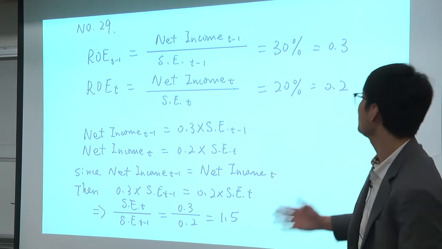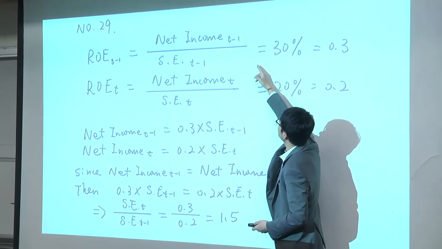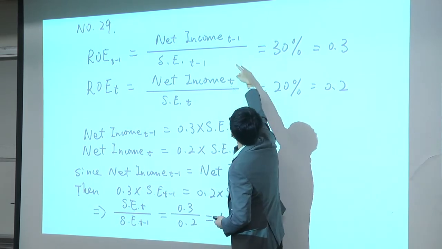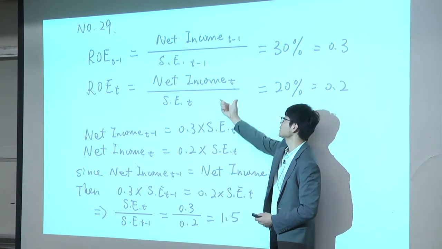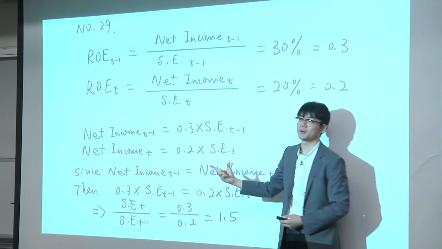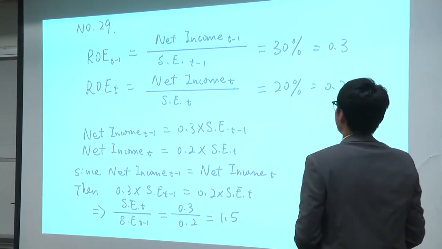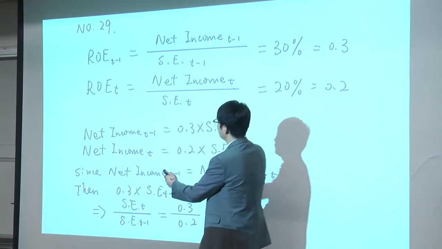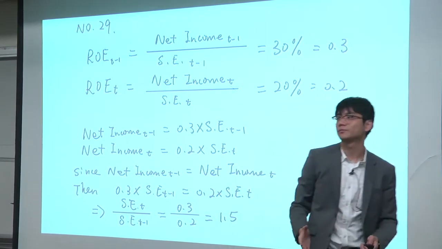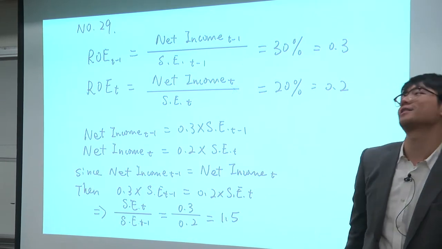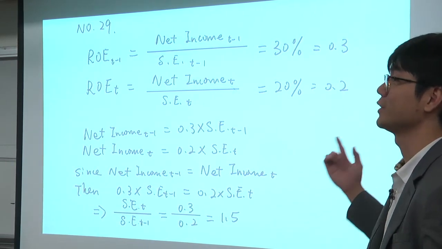Now we derive. Multiply shareholders' equity last year on both sides of this equation, we get this one. Do the same thing for the second one. High school algebra, right? Another condition given is that the net income is equal for those two years. So the left-hand side of those two equations is equal, which means the right-hand side of those two equations is equal. That's why they're equations. They all equal each other.